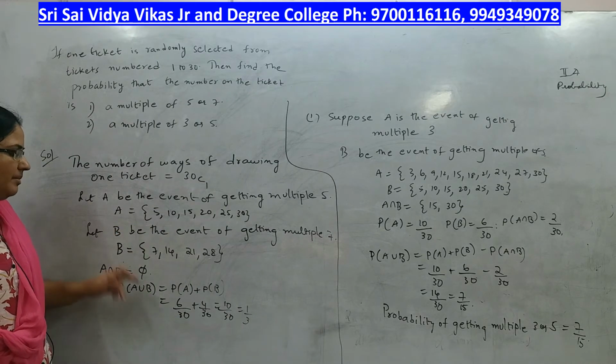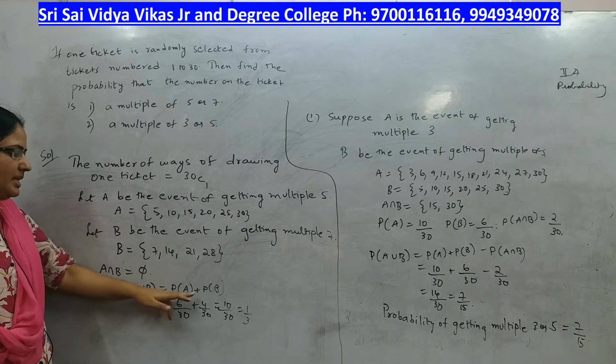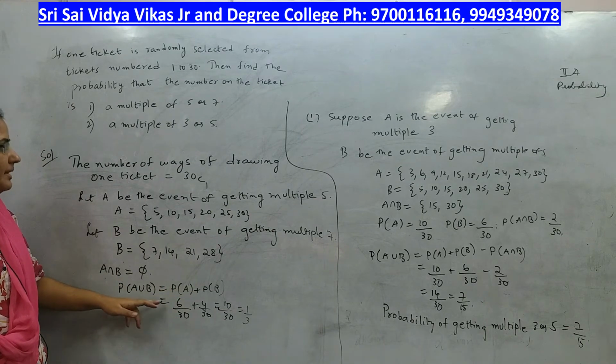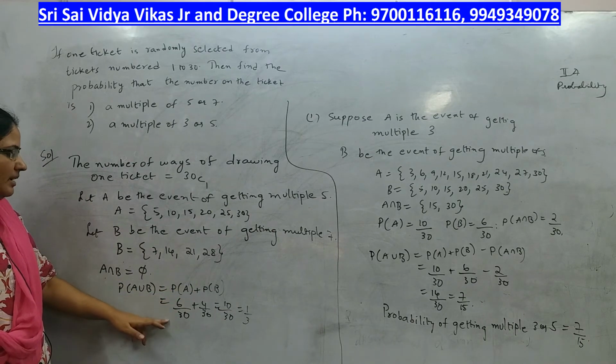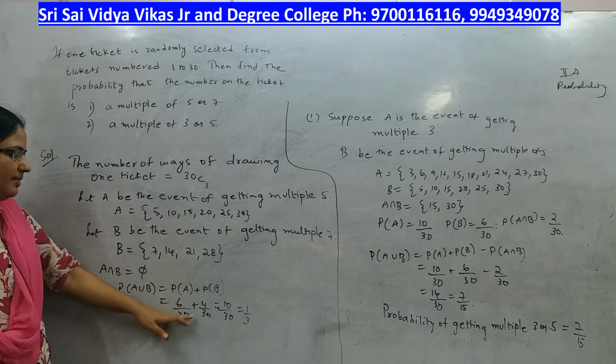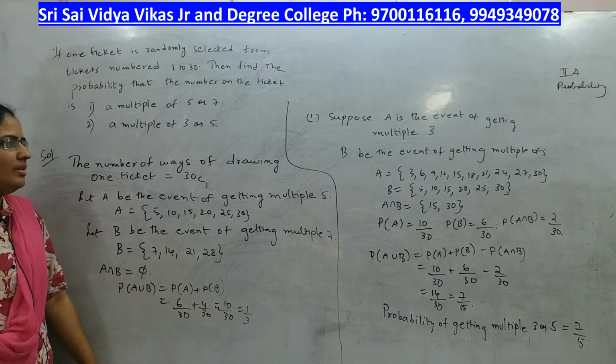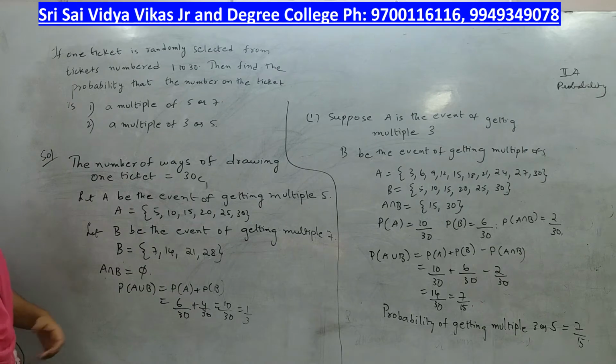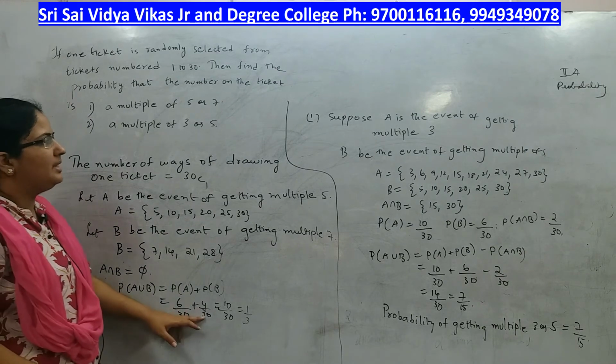P of A union B is P of A plus P of B, that is 6 by 30 plus 4 by 30, which is 10 by 30, that is equal to 1 by 3. So P of A union B is 1 by 3.